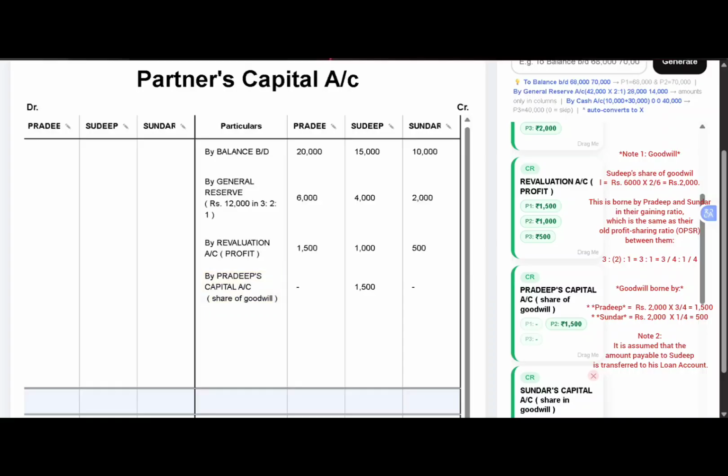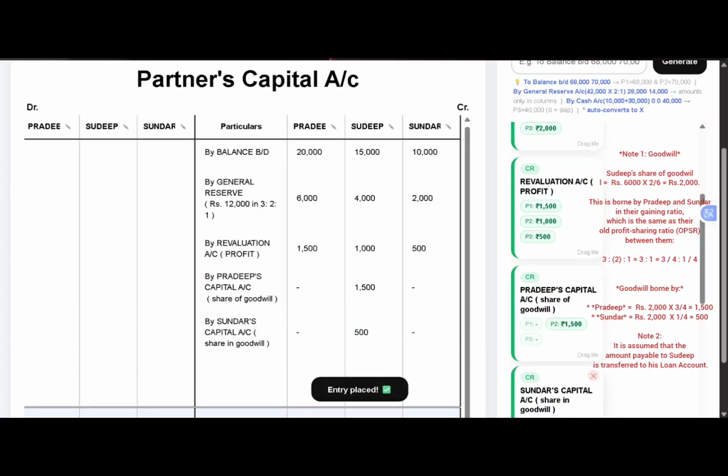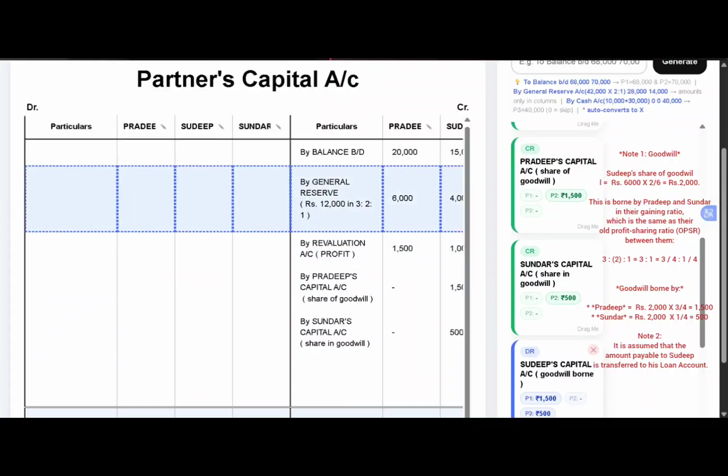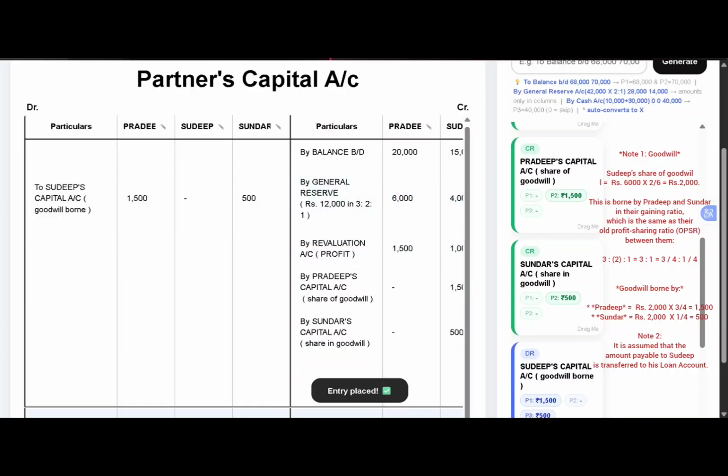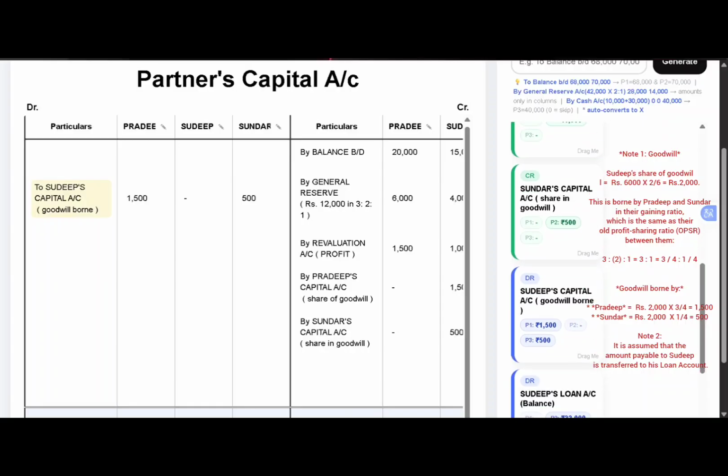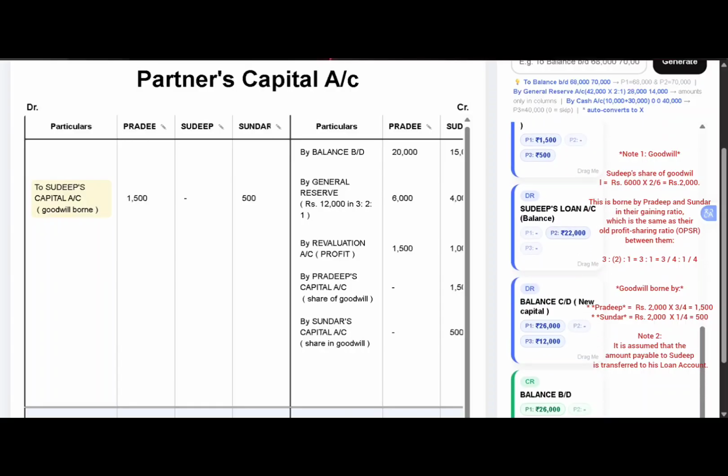under Sudeep's column. And since it is adjusted by the old partners, so we will also record it on the debit side as to Sudeep's capital account, that is the goodwill which is borne by the old partners, Pradeep 1,500 and Sundar rupees 500. So this is the goodwill treatment as per AS 26 on the retirement of a partner.